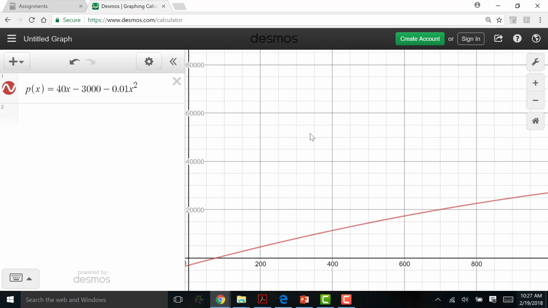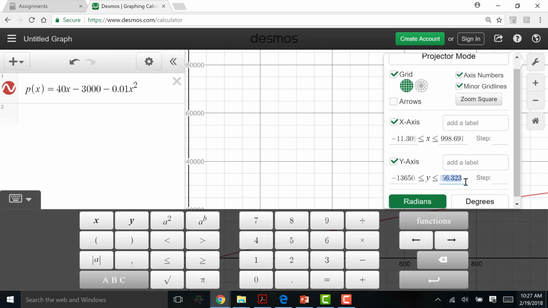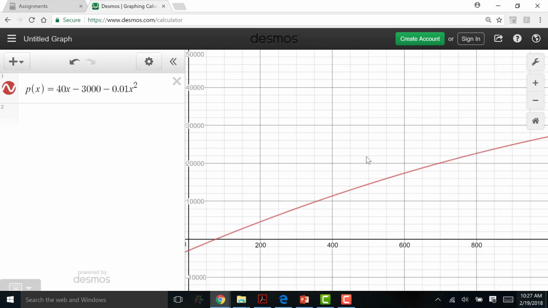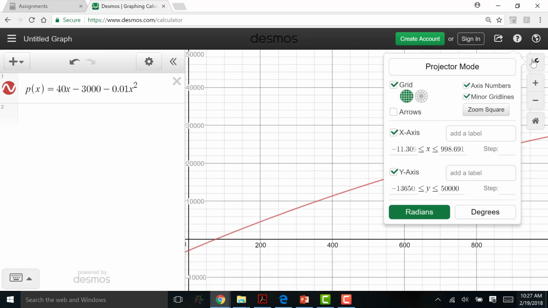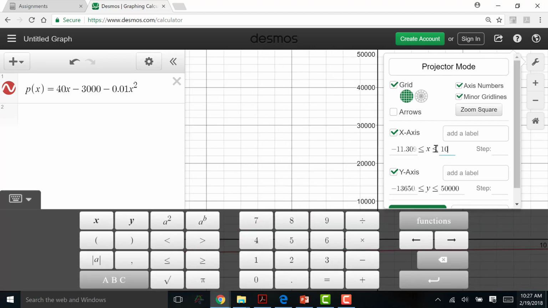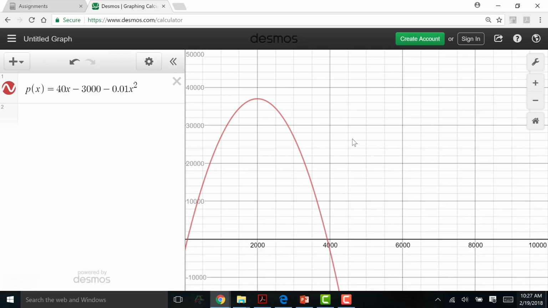I'm going to change my axis again, both of them. I'm going to drop this one back down because the y-axis is a little bit big in my opinion. So I'm going to change that to 50,000. Okay, and then I'm going to change my x-axis to, there we go. My x-axis is from negative 11 to 10,000. Now, you've got to play with this so you can see what works for you.